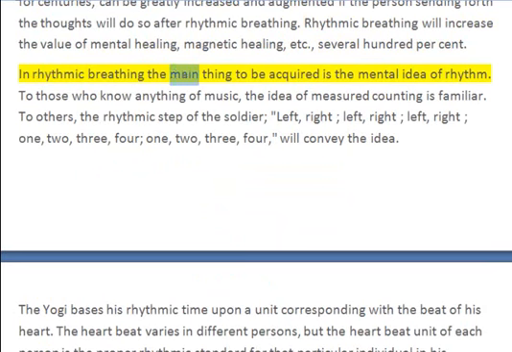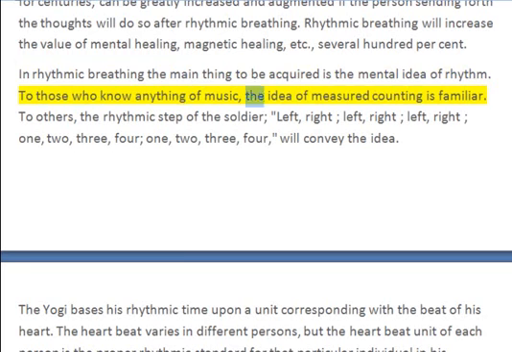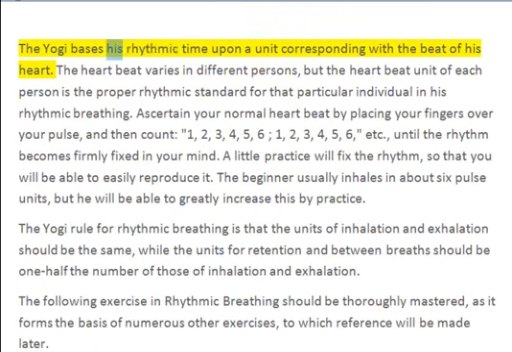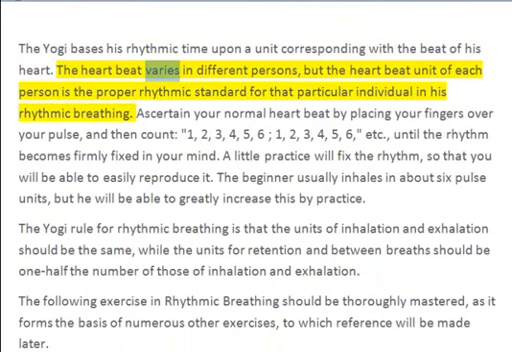In rhythmic breathing the main thing to be acquired is the mental idea of rhythm. To those who know anything of music, the idea of measured counting is familiar. To others, the rhythmic step of the soldier, left, right, left, right, left, right, 1, 2, 3, 4, 1, 2, 3, 4, will convey the idea. The yogi bases his rhythmic time upon a unit corresponding with the beat of his heart. The heartbeat varies in different persons, but the heartbeat unit of each person is the proper rhythmic standard for the particular individual in his rhythmic breathing.